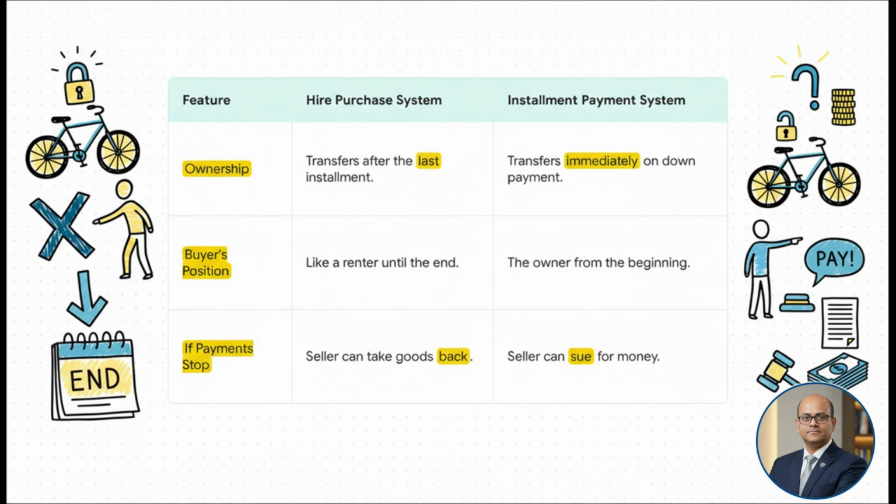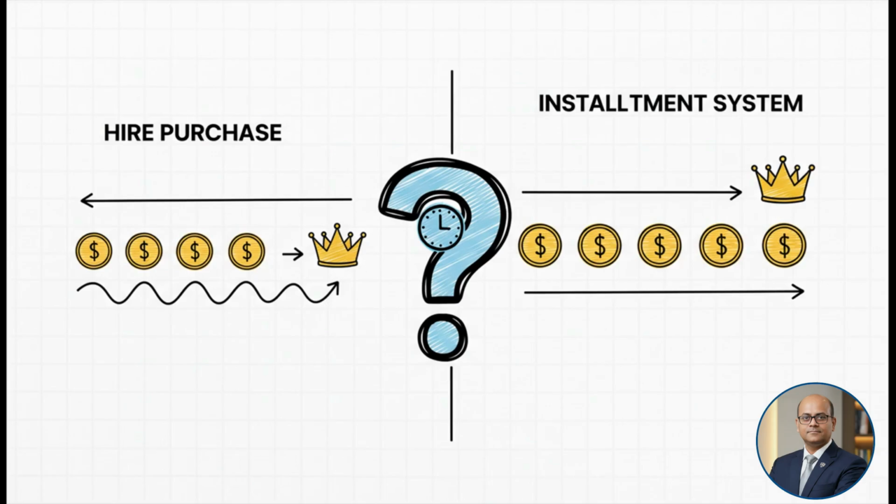If you stop paying your installments in a hire purchase agreement, the seller can just come and take the computer back from your house. But in an installment system, because you are already the owner, he cannot take it back. His only option is to go to court and sue you for the money that you owe him. See the difference? So I will repeat it one last time because you must remember this.